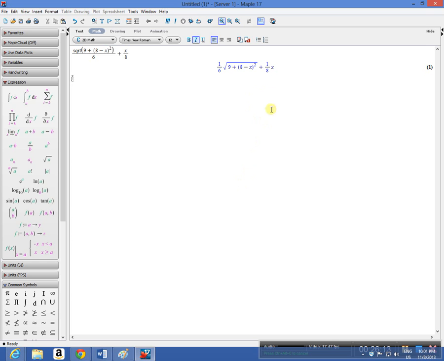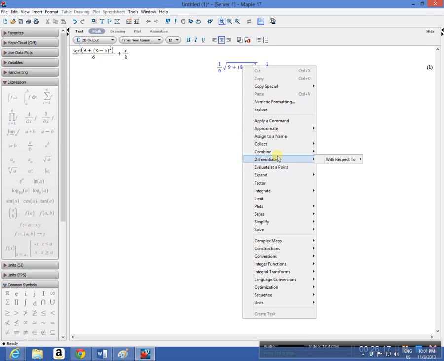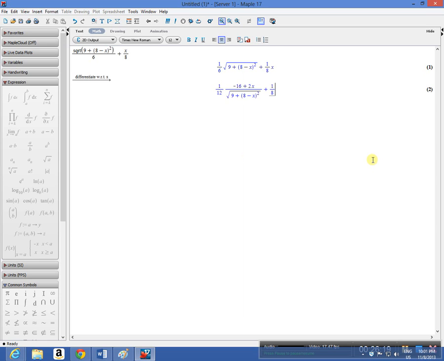All right, and that looks about right. And now what I want to do is differentiate that. So I right-click and go to differentiate with respect to x. And there's the derivative. Okay, what are we dealing with? Well, the denominator could be nasty at times, but I'm really interested just in that minus 16 plus 2x. Ooh, but there's a plus 8.